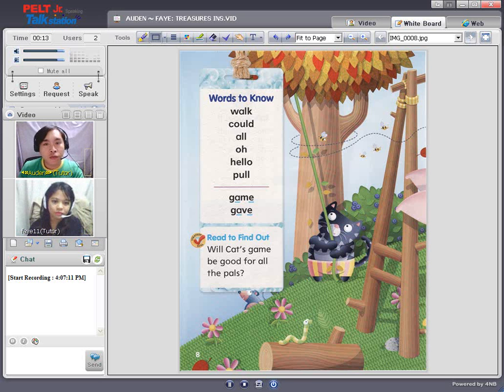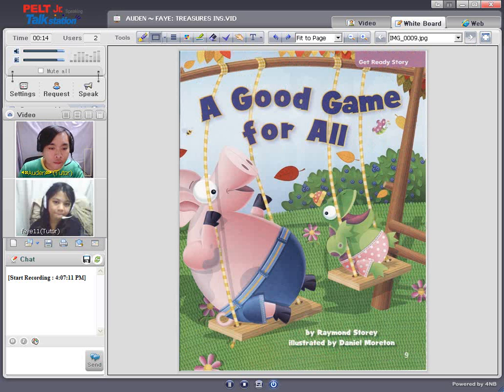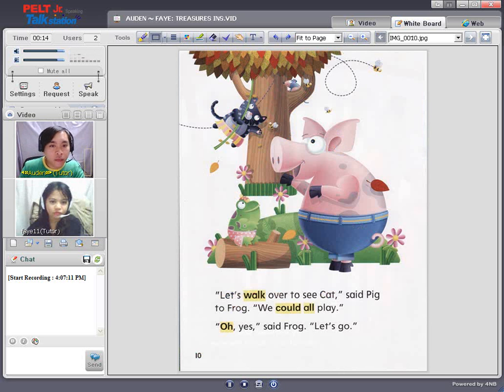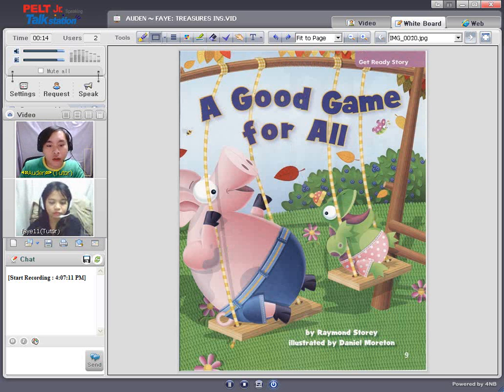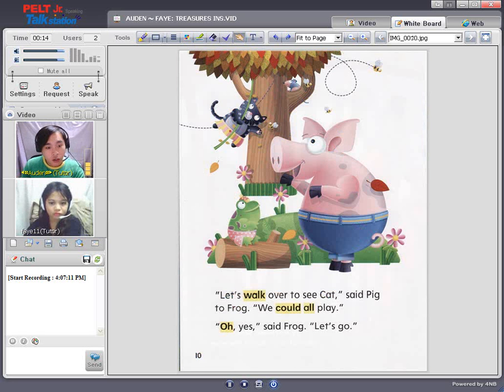Yes, exactly. Very good. Using these words in a sentence helps them construct their own sentences. And don't forget to make sure that you don't leave this page before your student can fully understand these words, because these words will be used in the selection or topic stories. So the first short story is A Good Game for All. We start here with the reading.